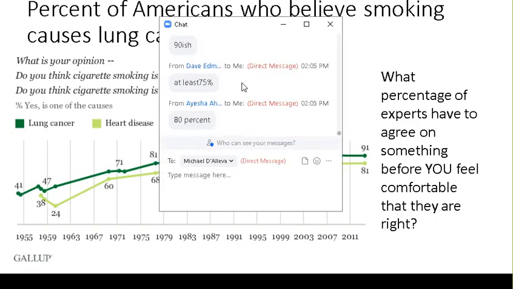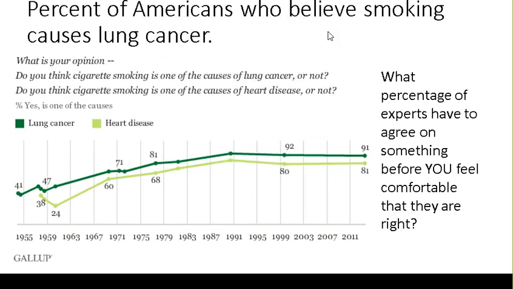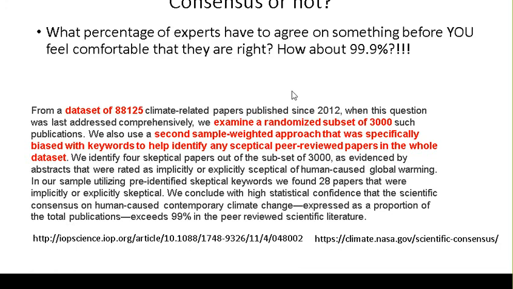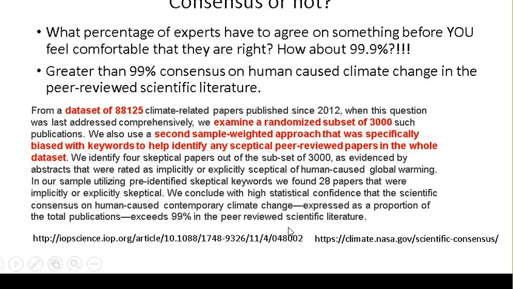90-ish, 75, 80%. Okay. Anyone here? 85? All right. 50? Okay. All right. That's so at least 99%. And these are the people that study this. And these are some really smart people.